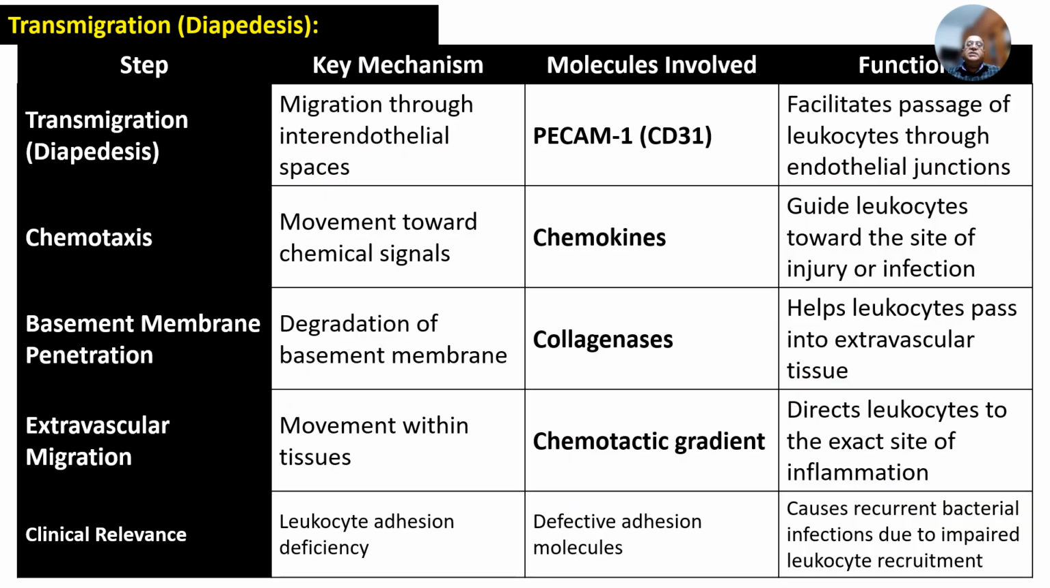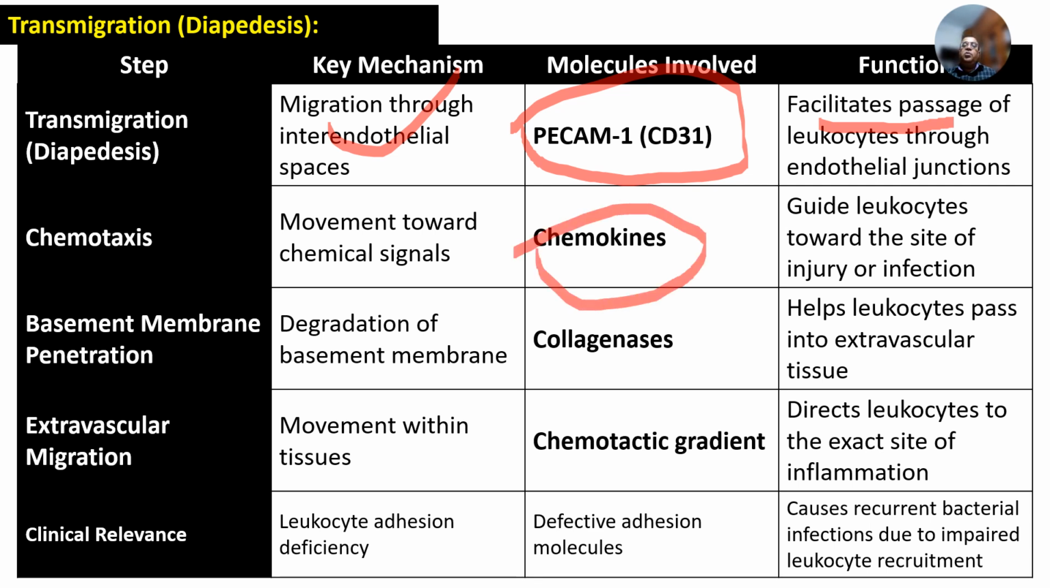So this transmigration is actually the migration through the interendothelial space that is achieved by platelet endothelial cell adhesion molecule, or CD31, and they facilitate the passage of leukocytes through the endothelial junction. This occurs with the help of chemokines toward the chemical signal, and these signals guide the leukocyte toward the site of injury or infection. There is secretion of collagenases by these leukocytes, and this helps them to pass into extravascular tissue.